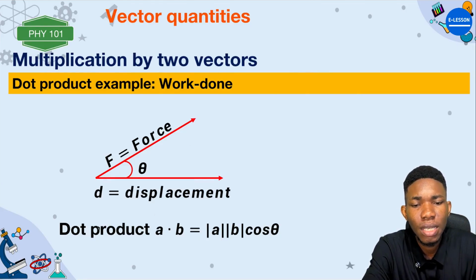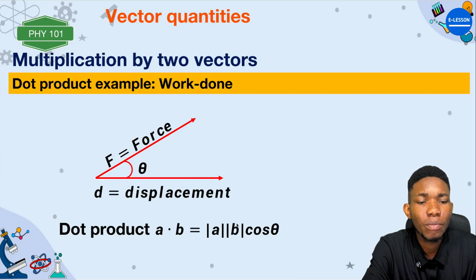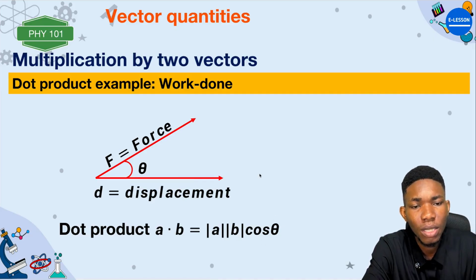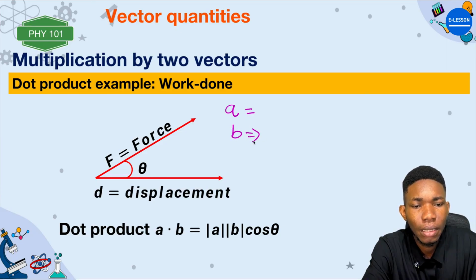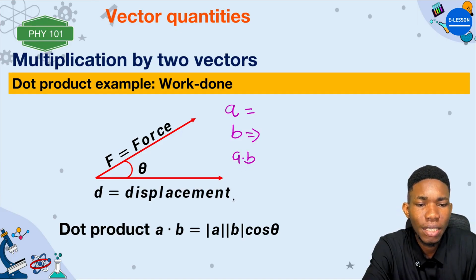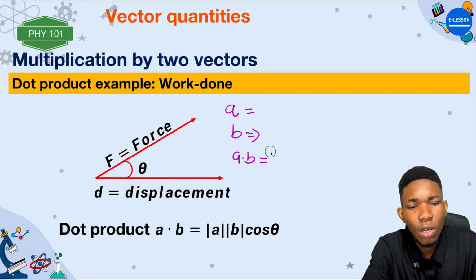Now, dot product says that A dot B is the magnitude of A multiplied by the magnitude of B cos theta. What does this mean? It means if you have vector A and you have vector B, and they ask you to find A dot B, are you getting it? The answer is always equal to the magnitude of A multiplied by the magnitude of B cos theta.